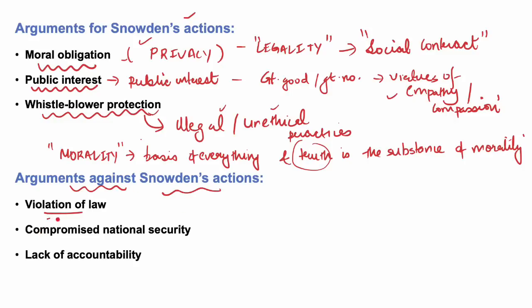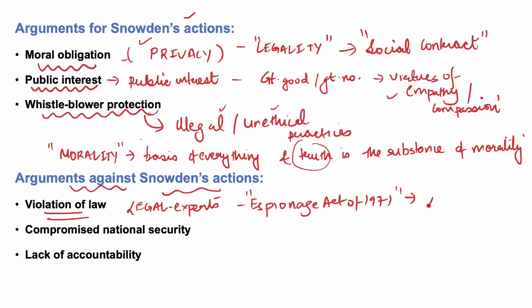The first is the violation of law. Now, though ethically we have tried to justify Snowden's action, the course of action taken by Edward Snowden broke the law by leaking the confidential government documents to the press. And as per the legal experts, it violated the Espionage Act of 1917 of the US. And this leaking of state-specific information or state secrets is to be treated as an act of treason.